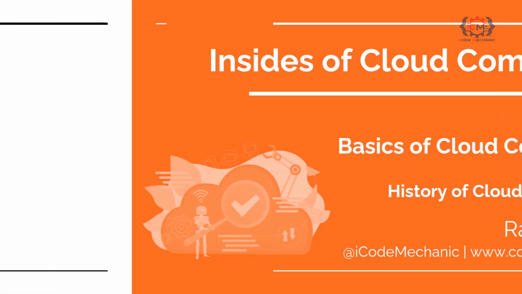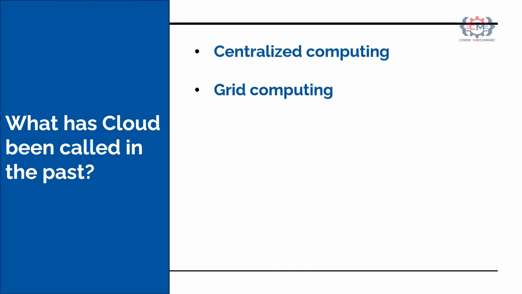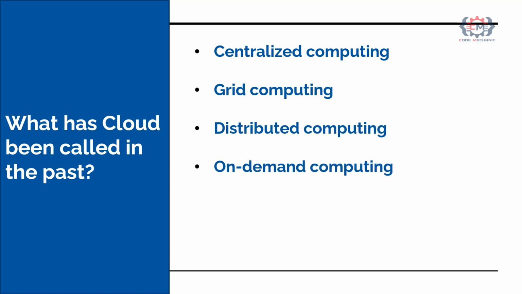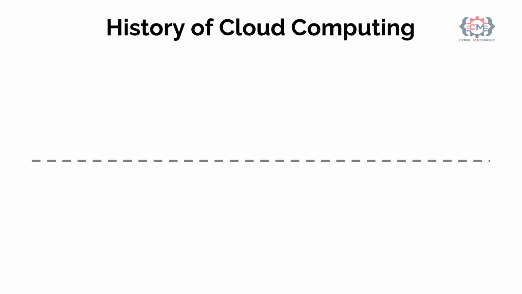Do you know what it has been called in the past? Well, it's been called centralized computing. You might have heard of it as grid computing, distributed computing, on-demand computing, hosting, application service providers or ASPs. Those were big back in the 90s. All these things are essentially cloud computing in one form or another. So, how far back does this go?